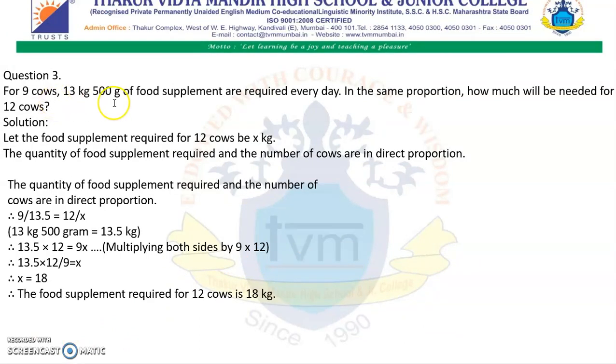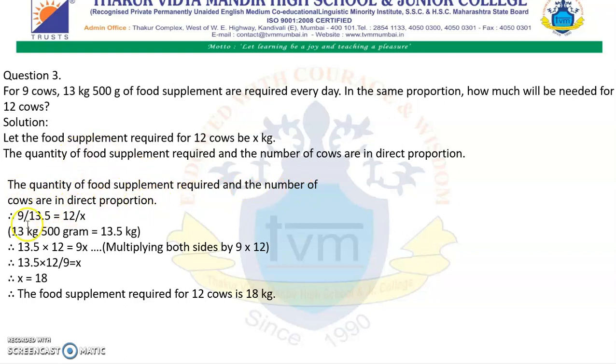Question third from textbook. For 9 cows, 13 kg, 500 gram of food supplement are required every day in the same proportion. How much will be needed for 12 cows? First, let us assume that the food supplement required for 12 cows be x kg. The quantity of food supplement required and the number of cows are in direct proportion, because the more cows, more supplement will be required.